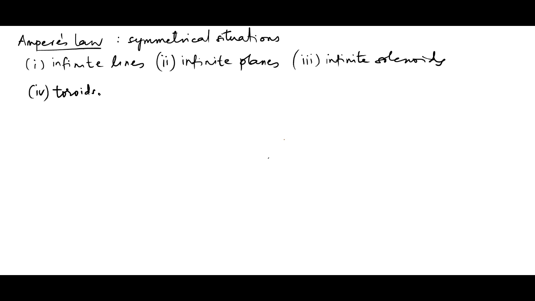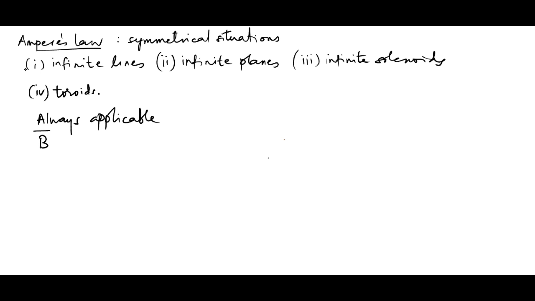Now when we say that Ampere's law is useful in finding B bar in these symmetrical situations, it doesn't mean that Ampere's law is not applicable in other situations. Remember, Ampere's law is a law which is always applicable. It's a very fundamental law of electromagnetism. On the other hand, although always applicable, it's not always useful to find the value of B bar.